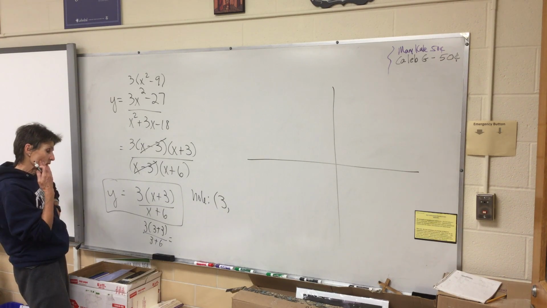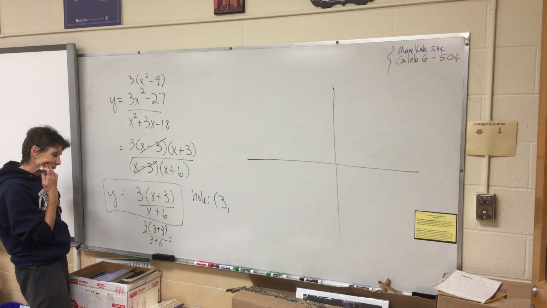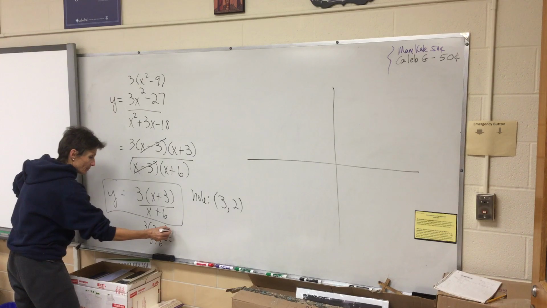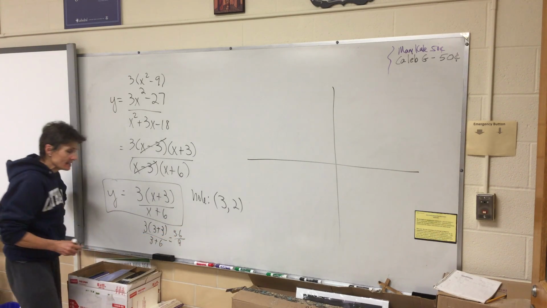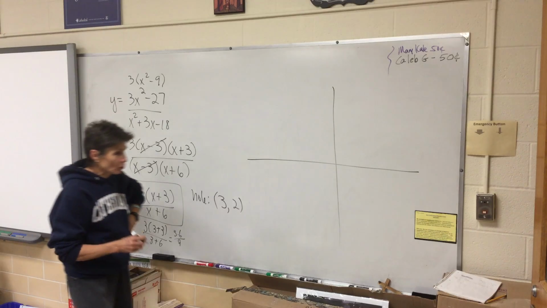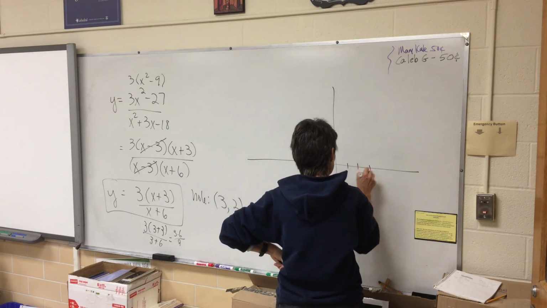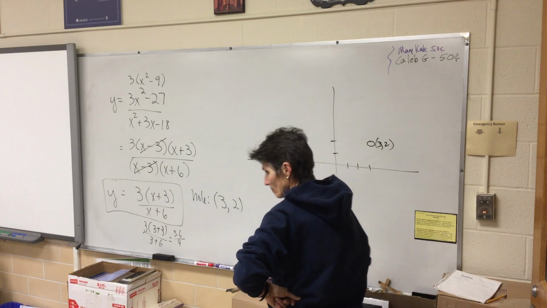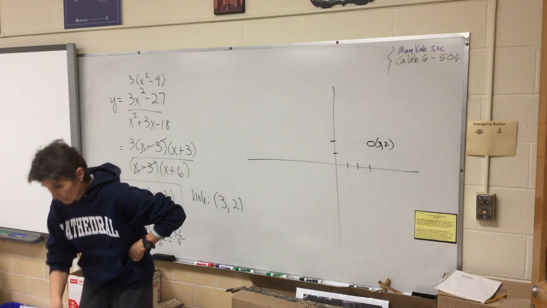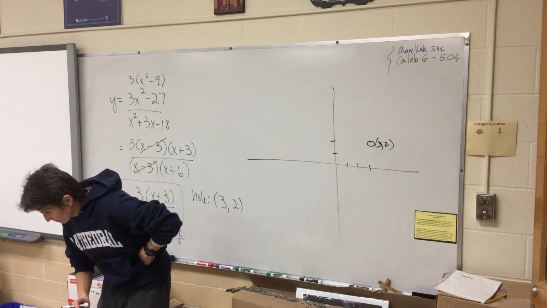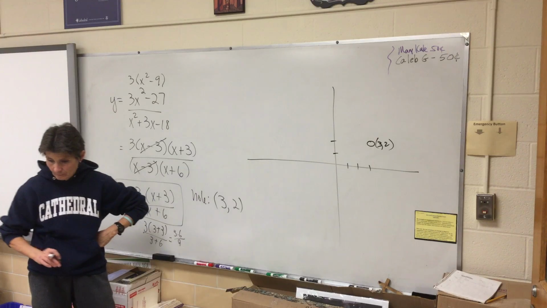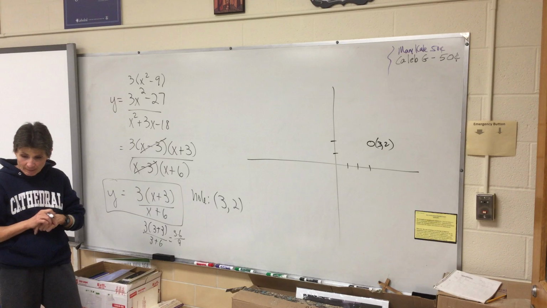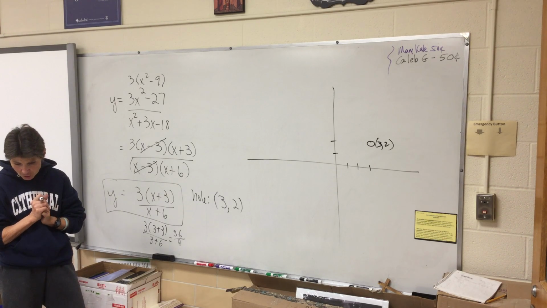So let's see. What does that equal? Does that equal 2? That's 3 times 6 over 9. That's 18 over 9. That's 2. So in terms of my graph, I'm going to come over here, and I'm going to put an open dot at 3, 2. Now, what else am I going to put in my graph, guys? What else do I need?